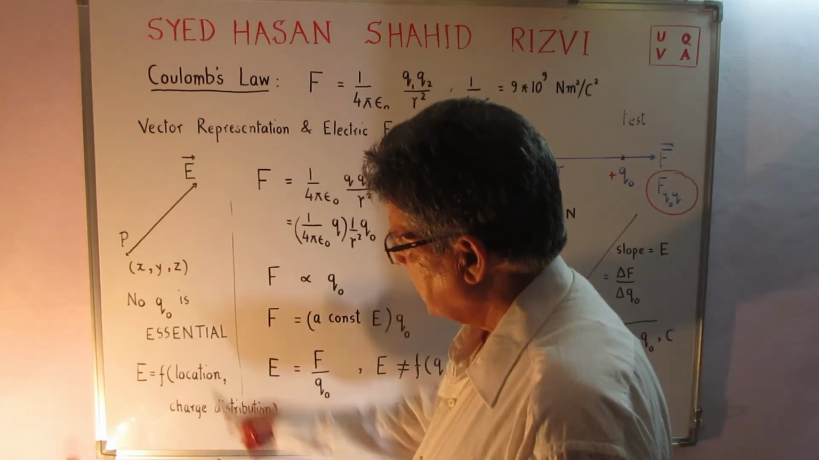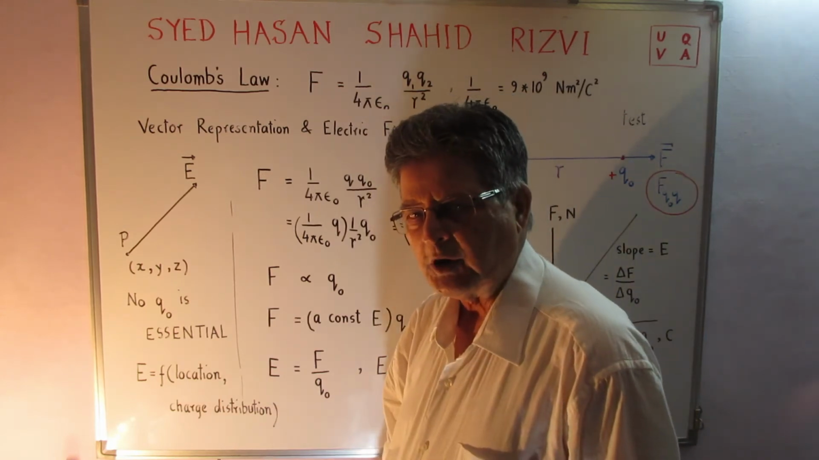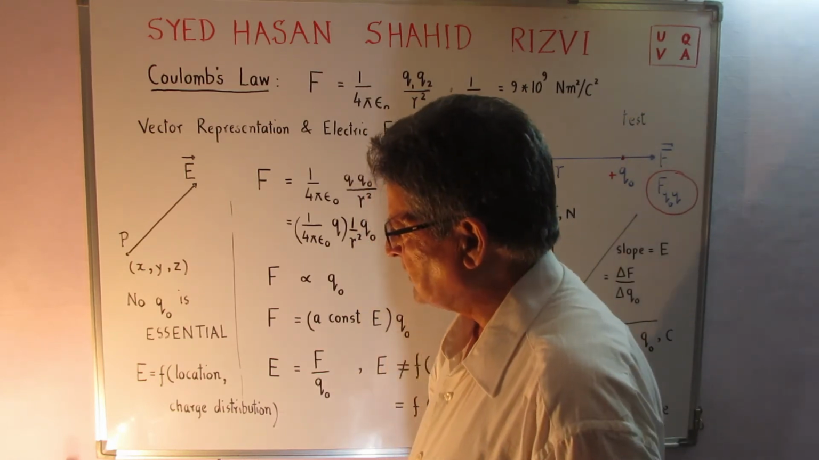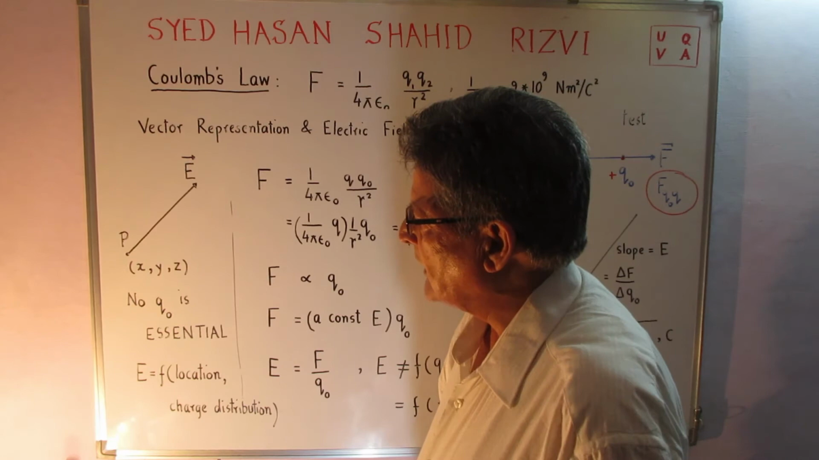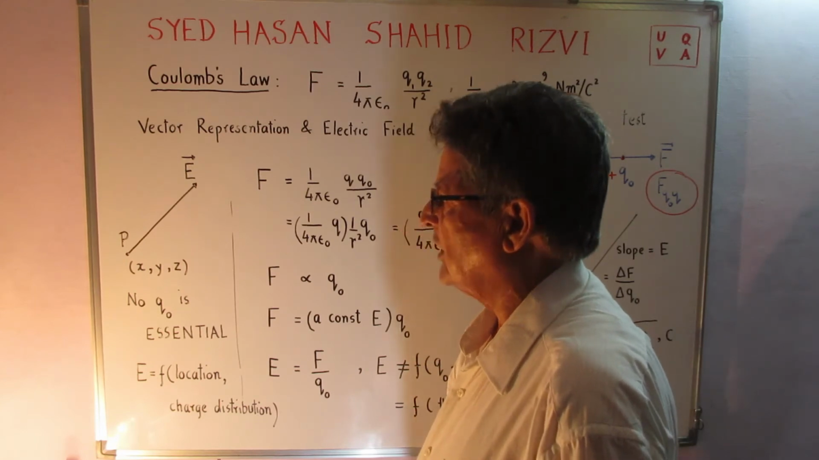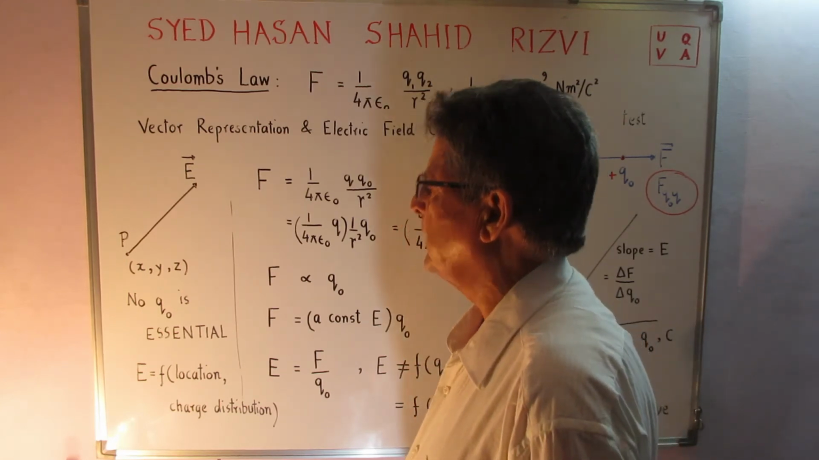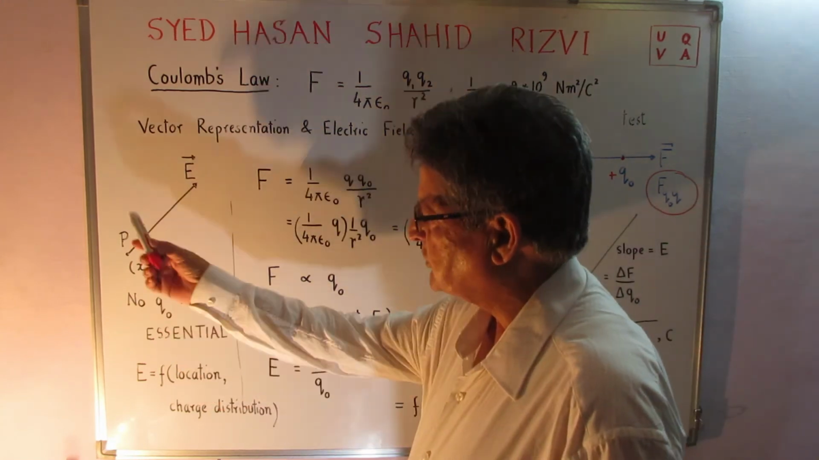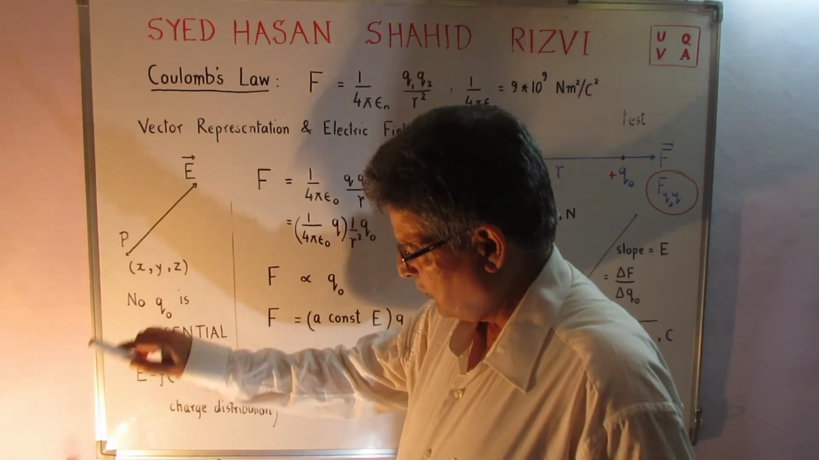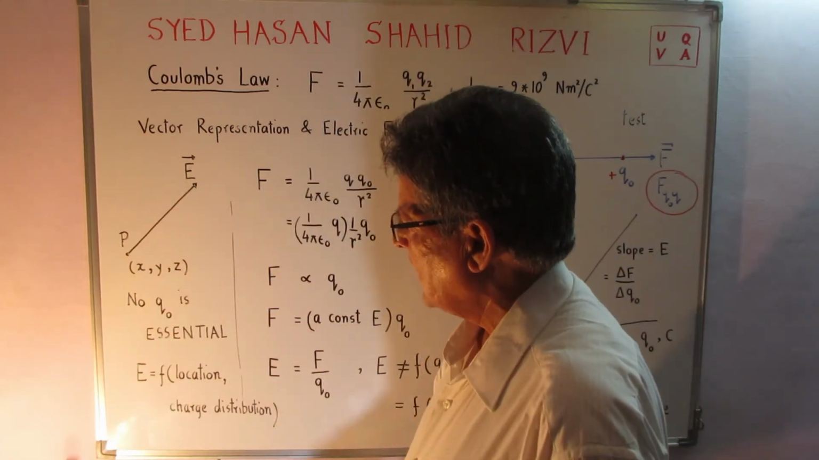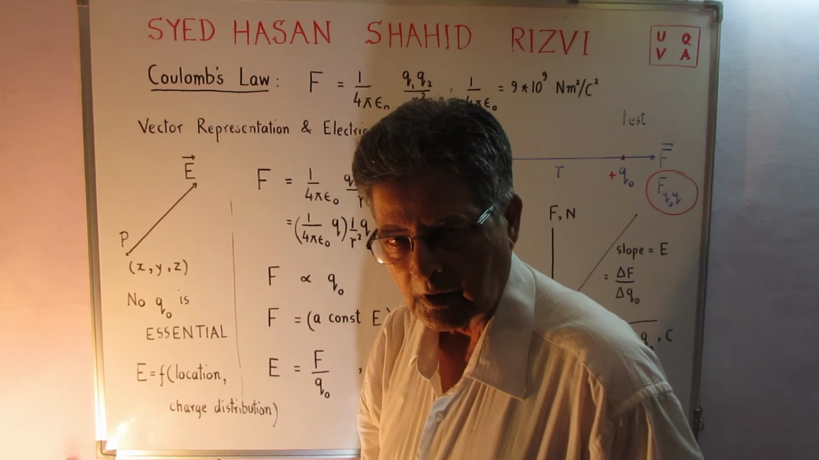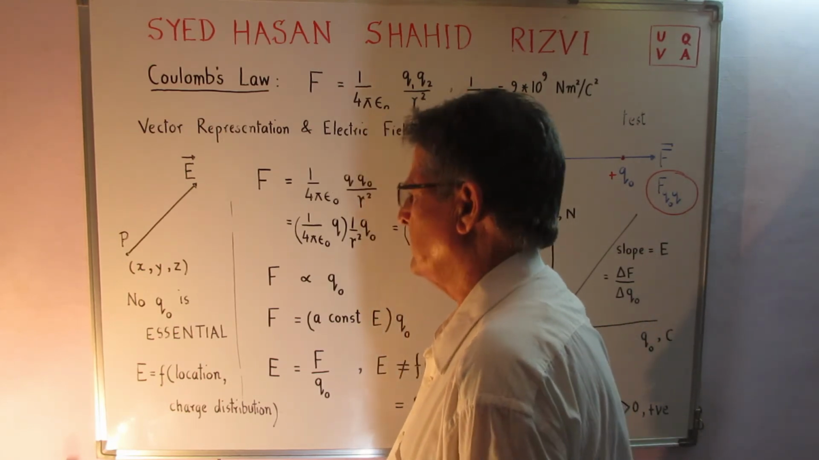Now, this E could be because of the presence of a single charge, positive or negative. Because of the presence of a very large number of discrete charges, or an ensemble of charges, an assembly of charges. This could be because of charge distributions, linear charge distributions, spatial charge distributions over a space like this, or surfaces or volume charge distributions. We don't care. Okay? We don't care.